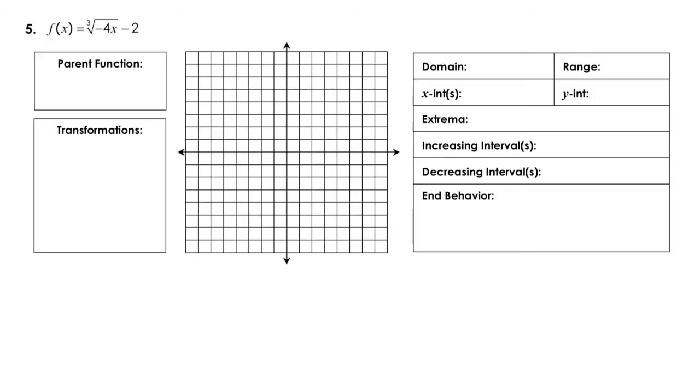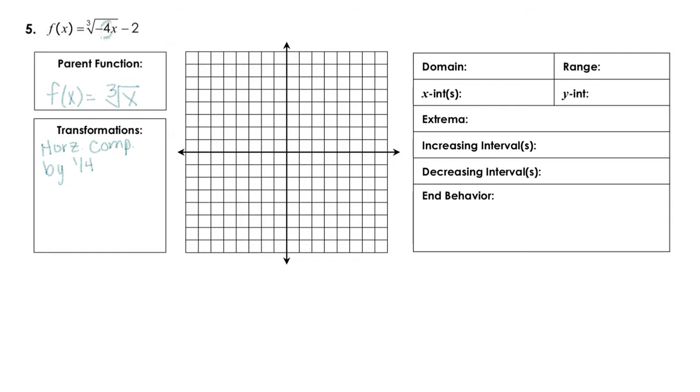Okay, for this one we have a parent function of the cube root of x. So here we're going to have f of x equals the cube root of x. And then our transformations, we're going to have a horizontal compression, as it is on the inside, by 1/4. We do the reciprocal if this is on the inside.